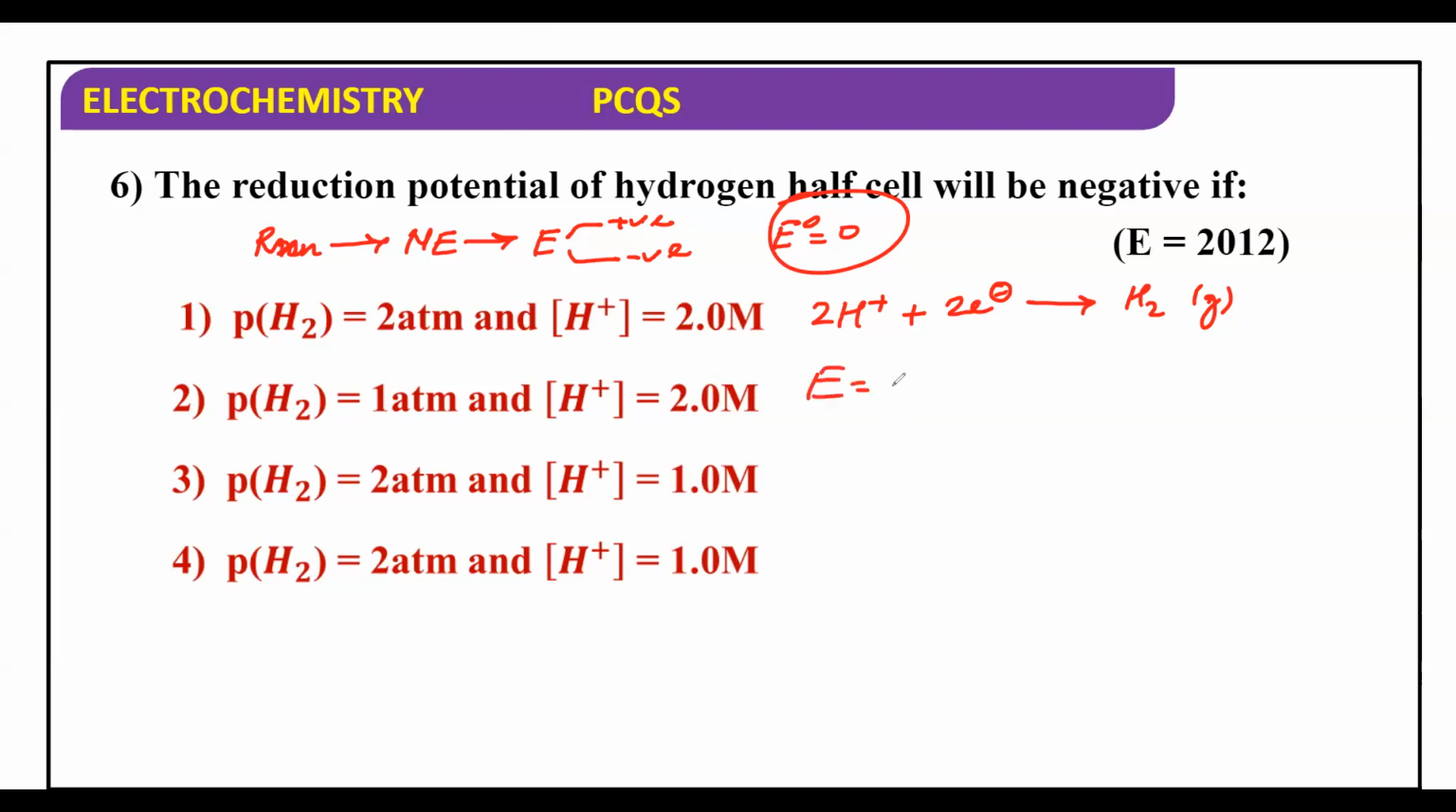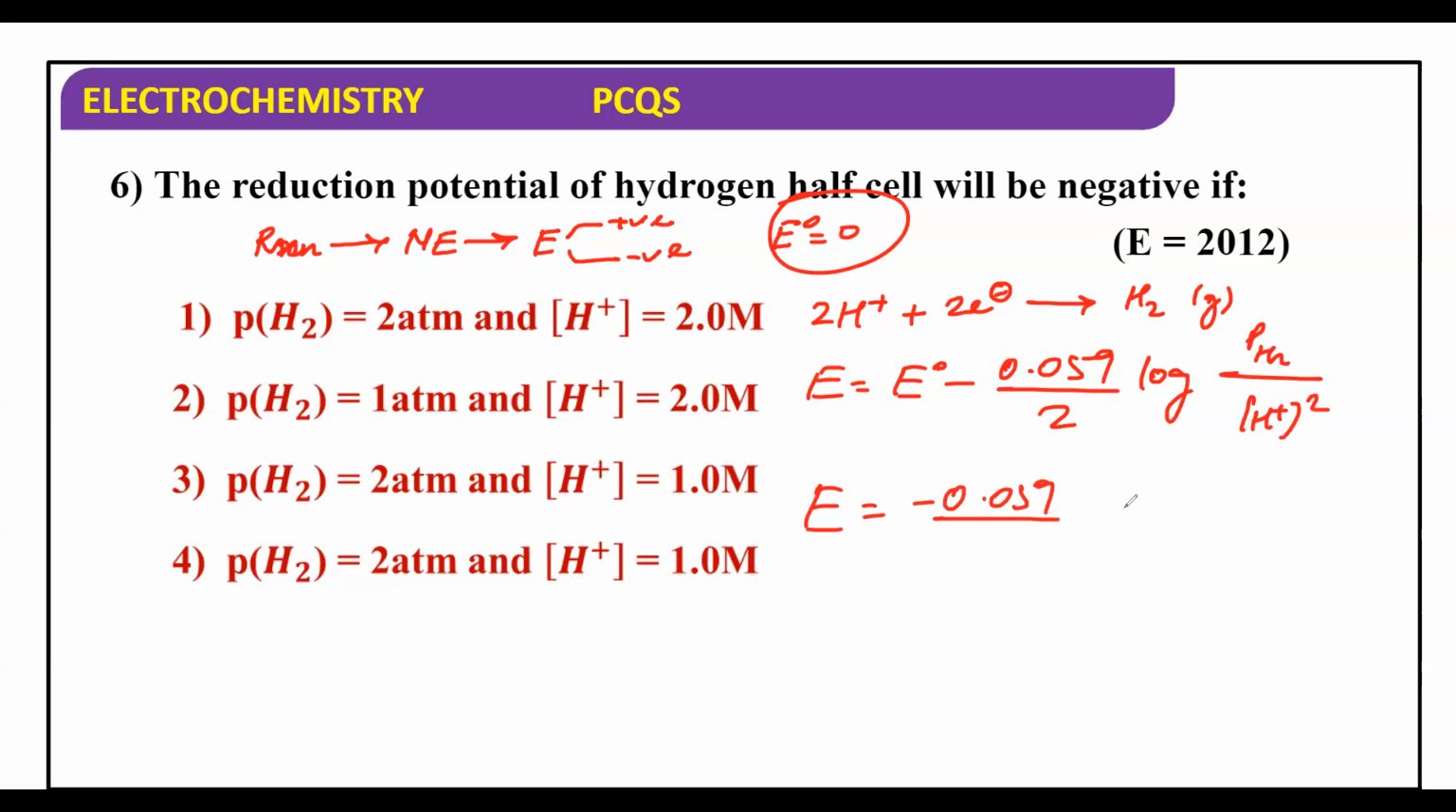E is equal to E naught minus 0.059 divided by 2 log of the pressure of H2 divided by the concentration of H positive squared, right? So E will be equal to minus 0.059 divided by 2 log of pressure of H2 divided by concentration of H plus square. Now, it all depends on this value.